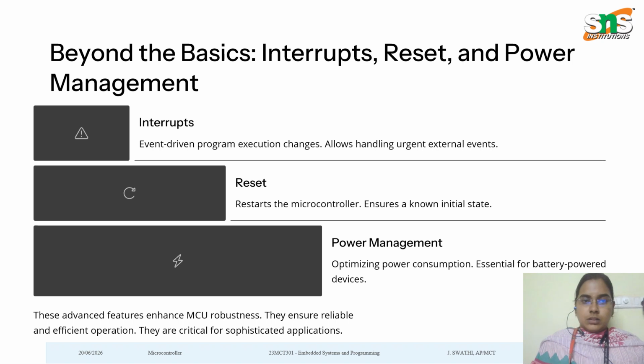Beyond the basics, we have interrupt, reset, and power management. Interrupt is nothing but an event-driven program execution change, allowing handling of external events, that is, to execute a subtask. Reset option restarts the microcontroller. Power management comes under the optimization of power consumption.